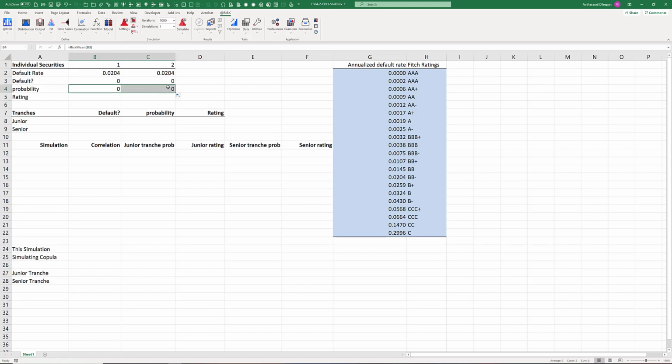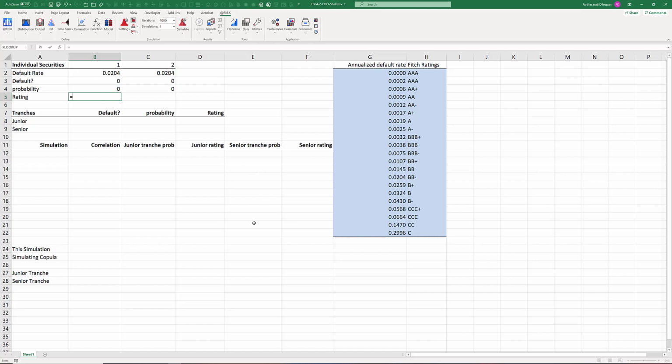Now we can use this probability of default with this table and figure out what the rating will be for our simulated case. It should come out to be the same as what we started out with, because we're not using any interrelationship. We are looking at the two assets independently.